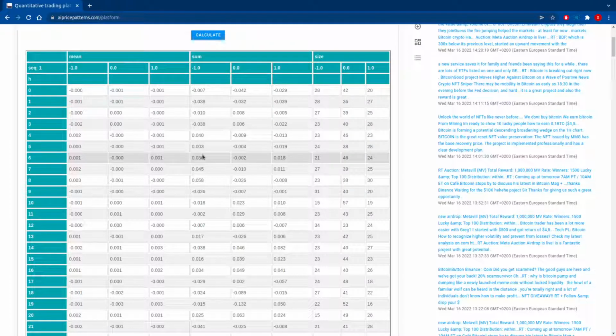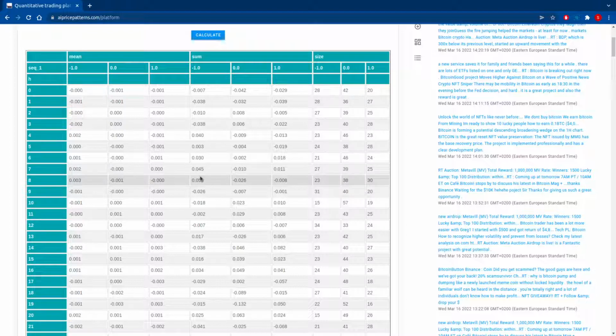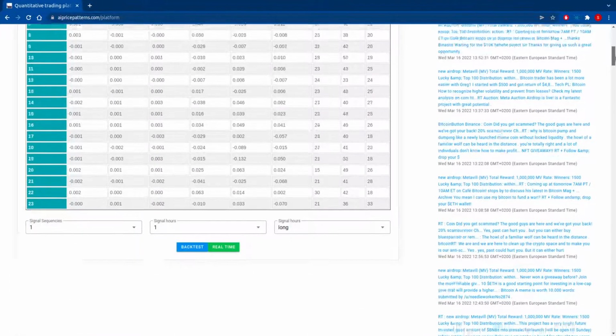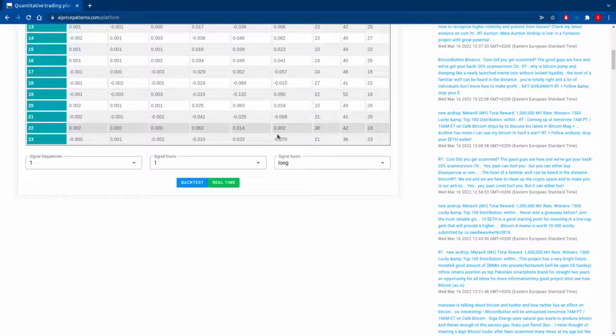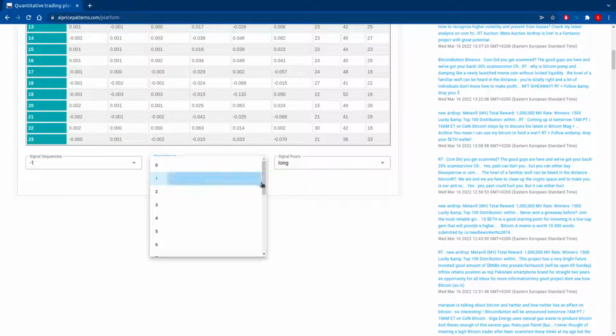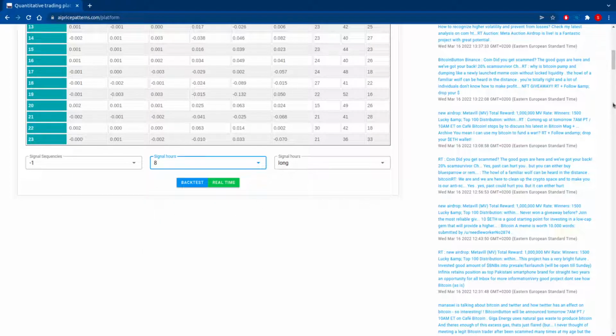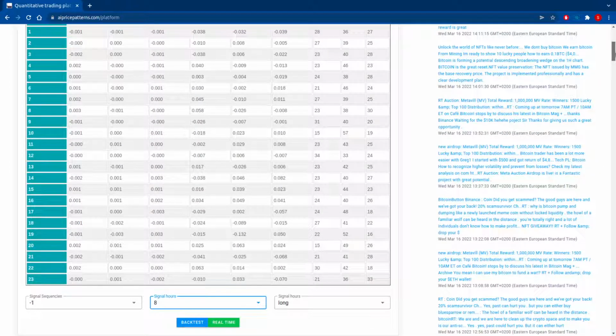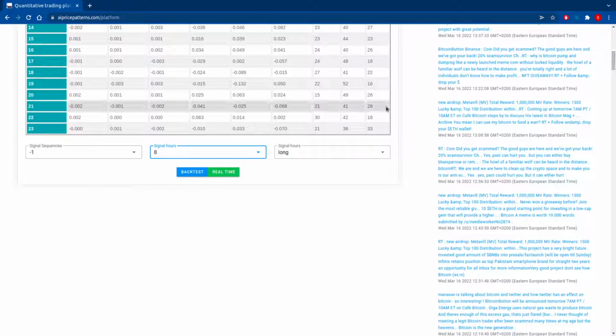Okay, but we have only statistics, and we need to do some backtesting. Let's do it. -1 and 8 hours. Let's do it, for example. It means a red bar and signal for 8 hours. Okay, and if I see that it is a positive value, it means I should create a long position.